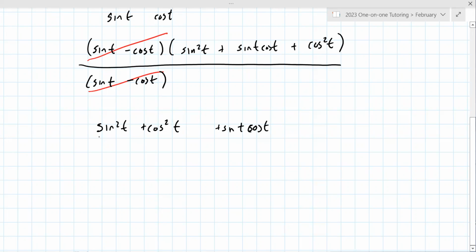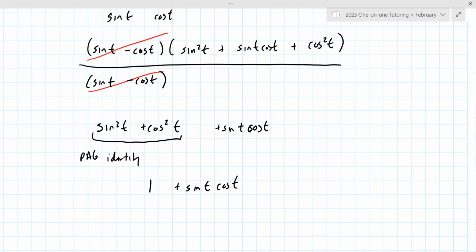And then you're supposed to recognize that this right here on the left is an identity. It's one of the Pythagorean identities. Do you remember what this equals? 1. And that's what we're looking for, because our final answer is 1 plus sine t cosine t. Is that okay? Yeah, that one is pretty straightforward, actually. Not too bad.